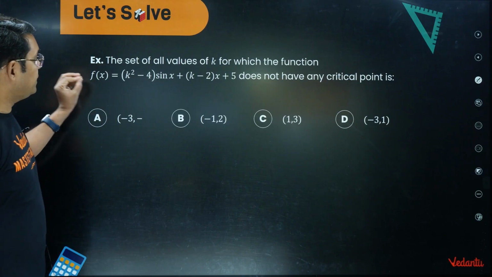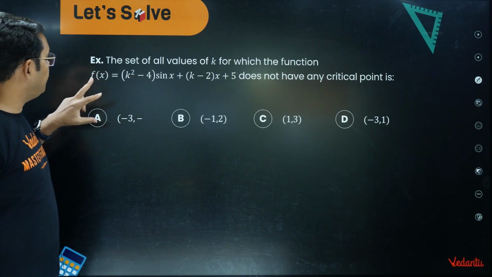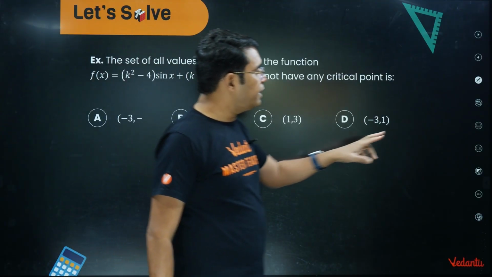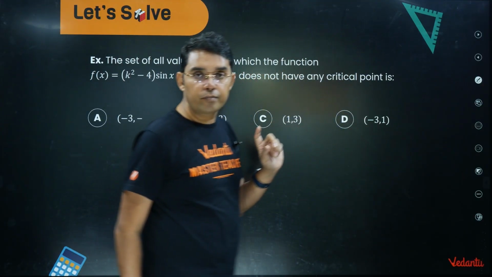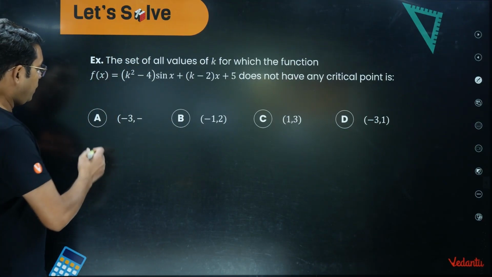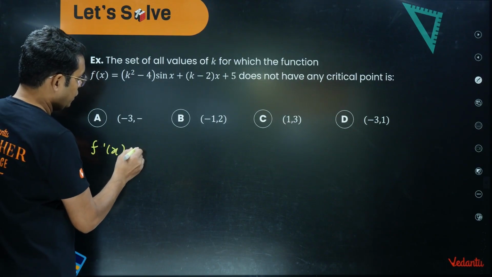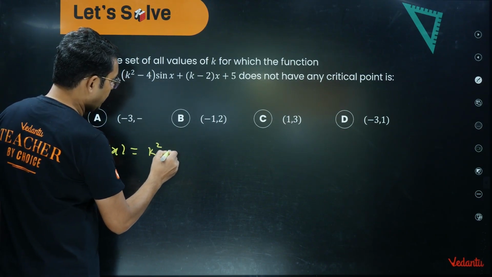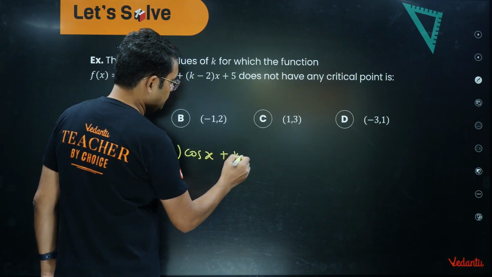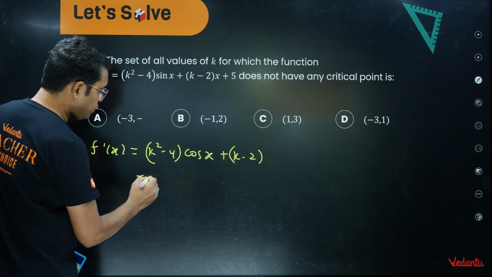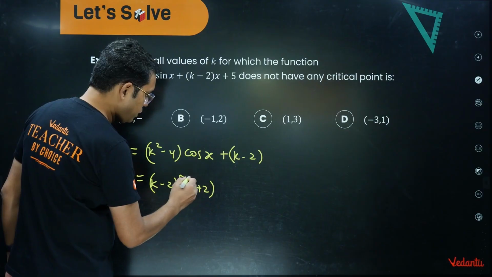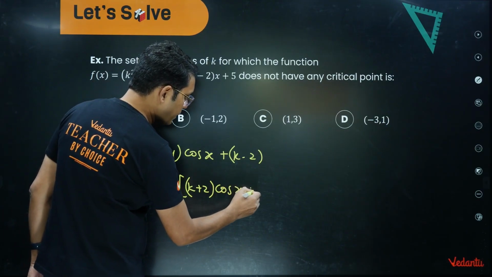Coming to this question: set of all values of k for which the function f(x) is equal to this does not have any critical point. Does not have any critical point means it should have no point where f dash becomes equal to 0 or not defined. Now we should first find f dash. That will be (k² minus 4) cos x plus k minus 2. k minus 2 is coming common, so this will become (k minus 2) into ((k plus 2) cos x plus 1).